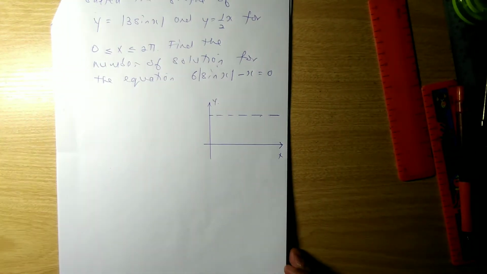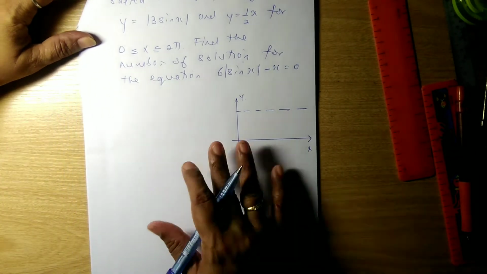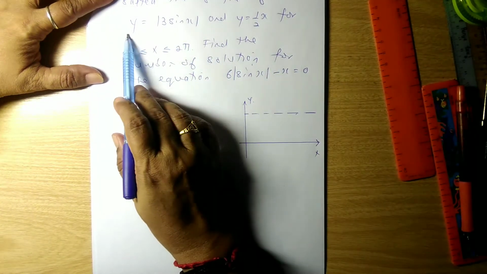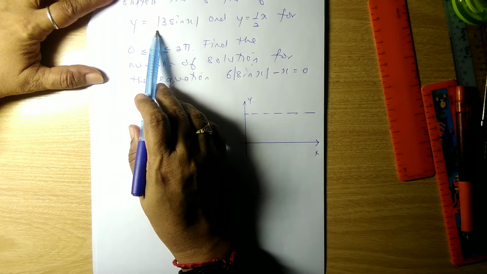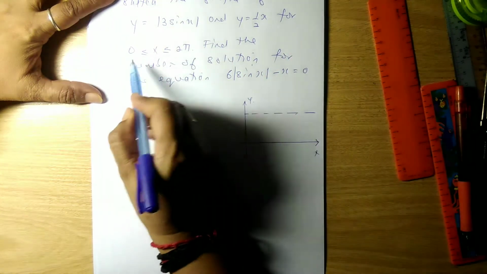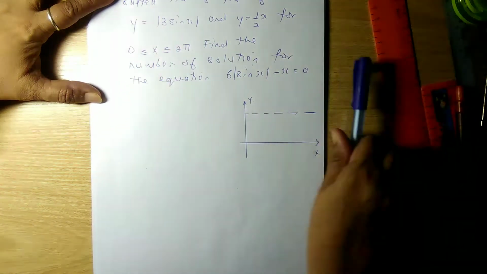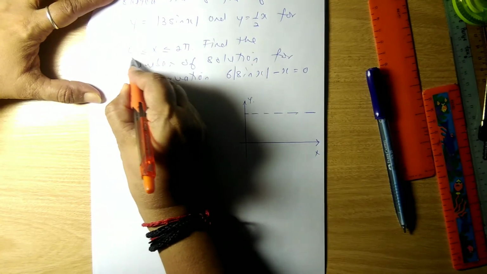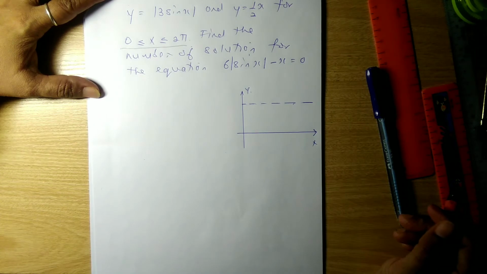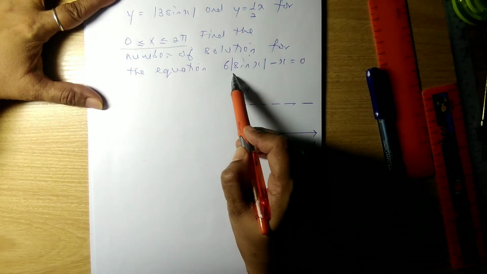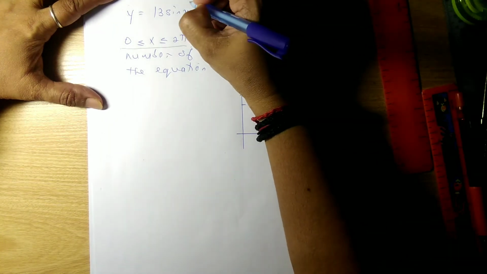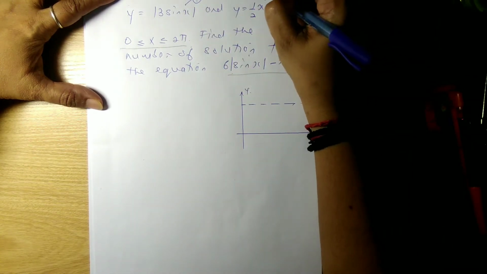For this question, again something similar. Sketch the graph of y equals modulus 3 sine x, and y equals half x, for x between 0 and 2 pi. Find the number of solutions for this equation. So this is my first graph, and this is my second graph.